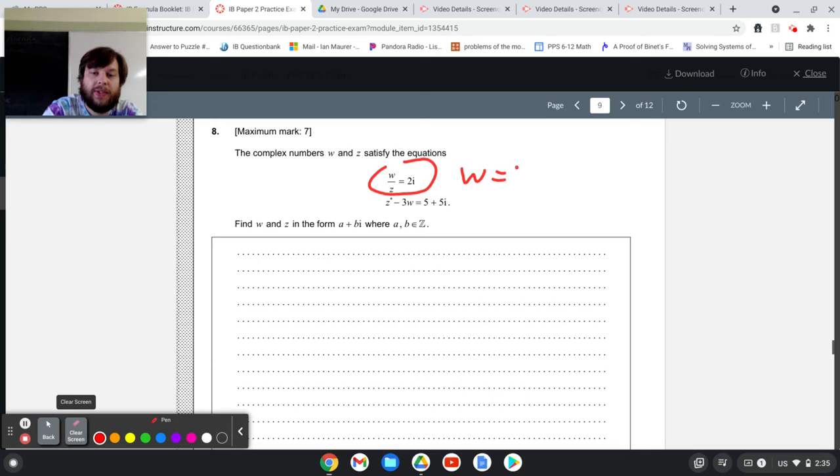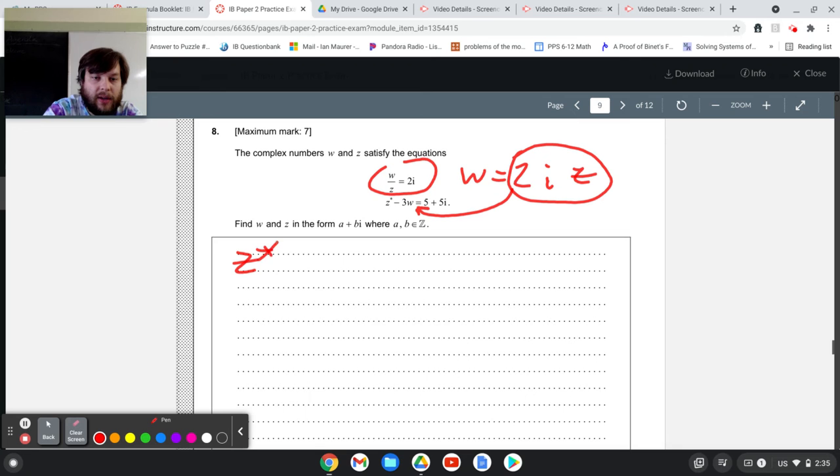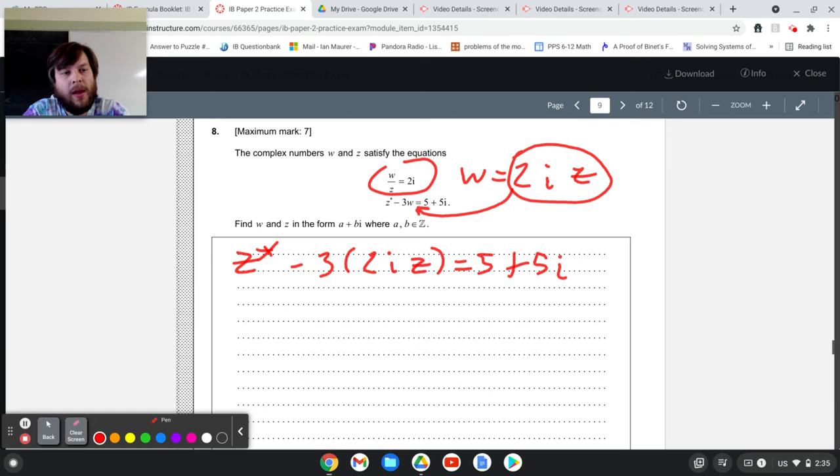If I multiply by z, I get w equals 2iz. And then I can substitute that value right into my second equation. So I have z star minus 3w, which is minus 3 times 2iz, equals 5 plus 5i, excuse me. The next thing to do is to break things down in terms of a and b. It even tells us to do that here. Find w and z in the form a plus bi.